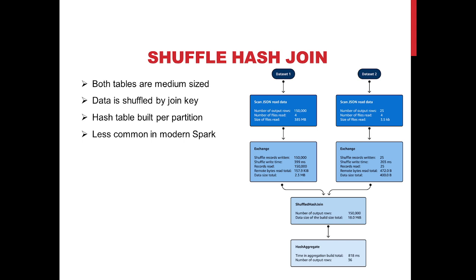Now shuffle hash join. In this, both the tables are not small. Spark cannot broadcast, so it shuffles both the tables based on the join key. Each partition builds a hash table and joins locally. So this works only if the partition fits in memory. That's why this join is less commonly used today.